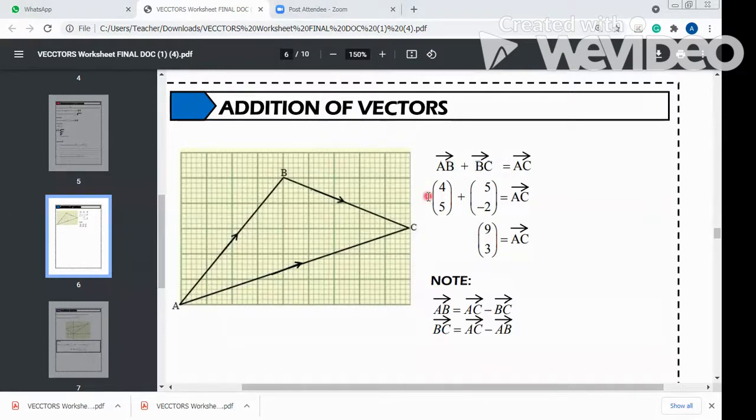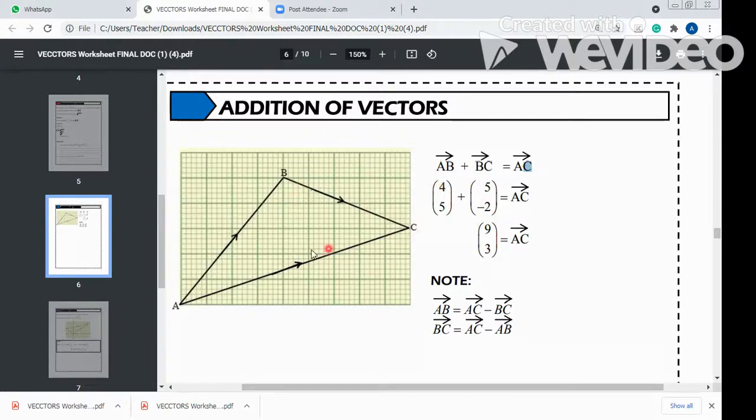All right, so as you can see, we have A, we have C, and we have B. Let's say we want to go from A to C. We can go straight to C, or we can go from A to B plus B to C. As you can see, AB plus BC gives you AC. What they have done is give you an example.